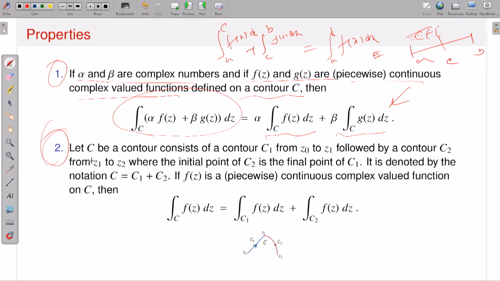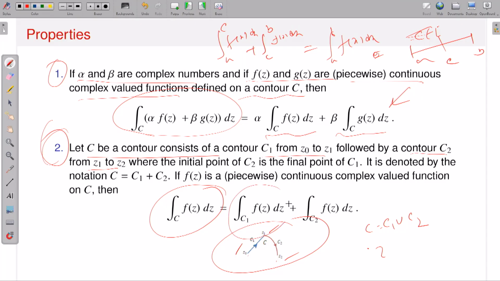Same thing here. If I take a contour C consisting of a contour C1 from z0 to z1 followed by a contour C2 from z1 to z2, okay, this is my picture. So this is z0, this is z1, this is z2. I have a contour C1 from z0 to z1, a contour C2 from z1 to z2, and I am saying that C is equal to C1 union C2, the total contour. Then one can say that this contour integration or line integration over C I can break up into two parts, the contour integration over C1 and the contour integration over C2.